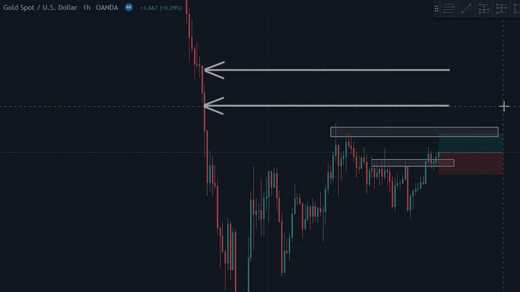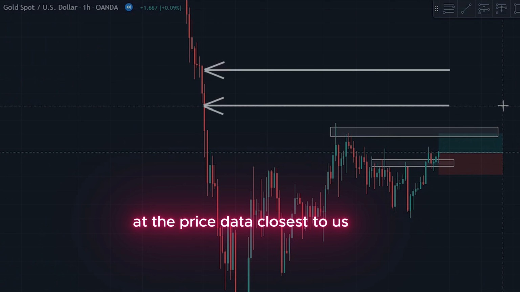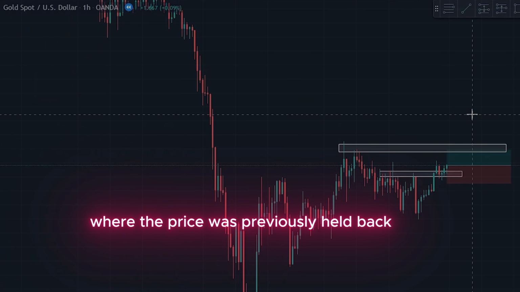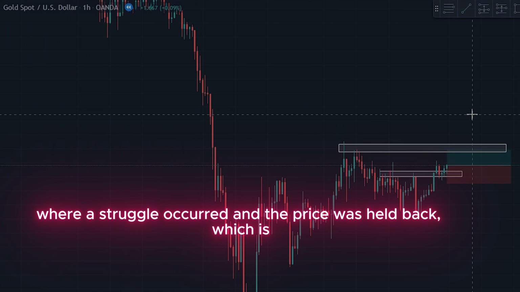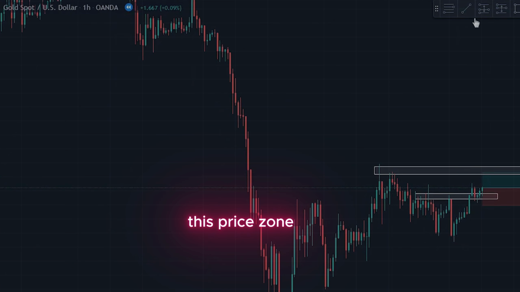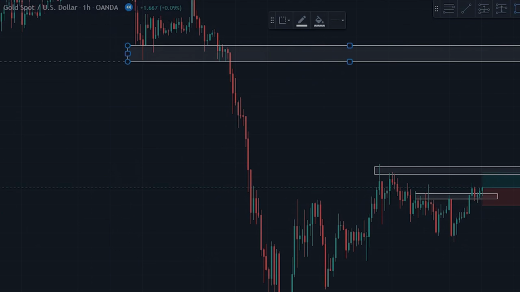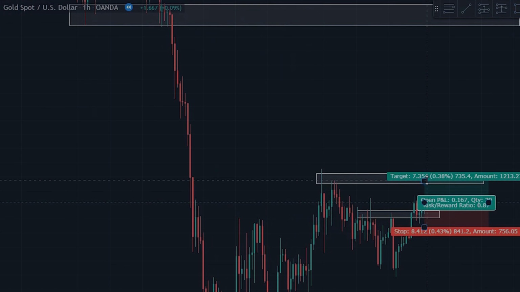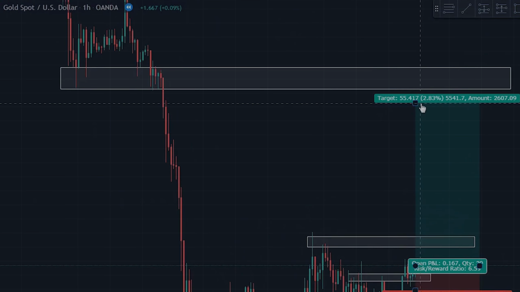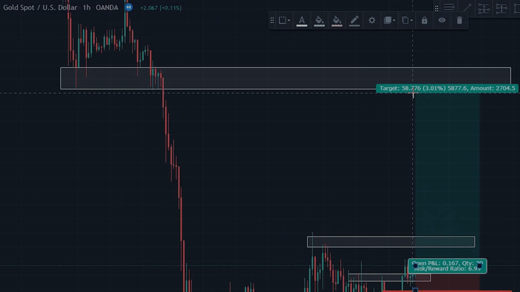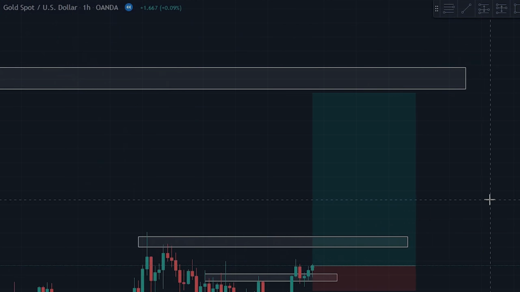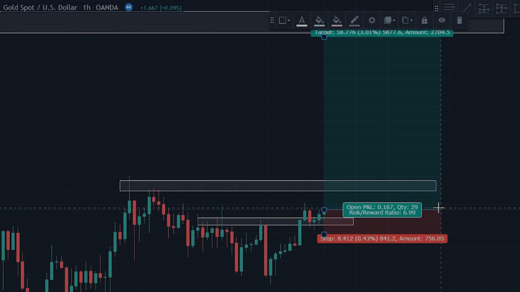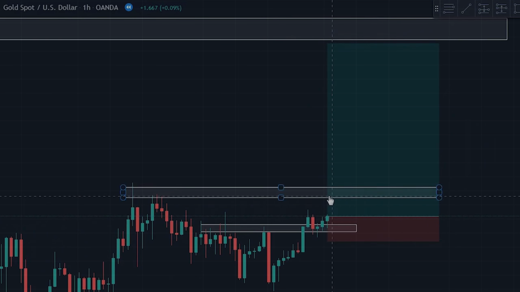Scroll to the left at the price data closest to us, and we look for the price zone where the price was previously held back, where a struggle occurred and the price was held back, which is this price zone. We set the take profit at this price range. And we set the risk-reward ratio to 7. Now we let the market run.